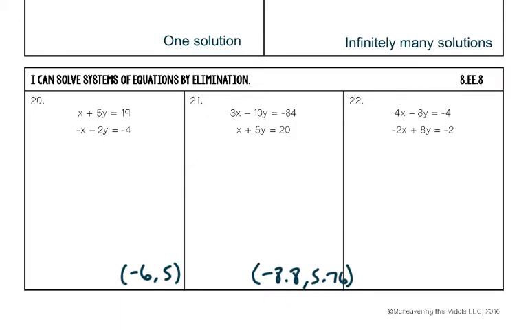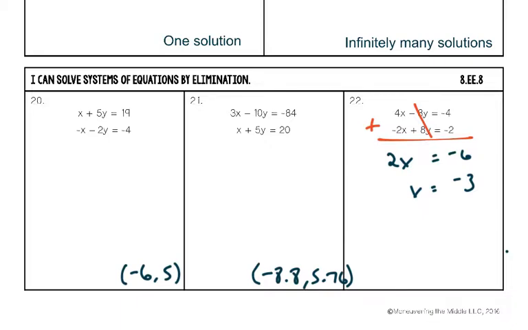Let's look at number 22. It says 4x minus 8y equals negative 4, and you have a negative 2x plus 8y equals negative 2. Already I can tell that these are going to cancel on the y, so I'm going to cross them out, and I'm going to add everything else. So 4x minus 2x is 2x equals negative 4 minus 2, or plus negative 2, which is negative 6. So x equals negative 3.